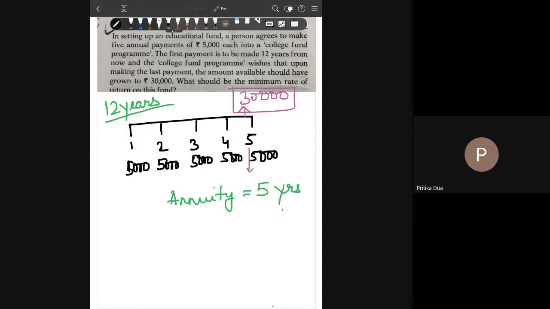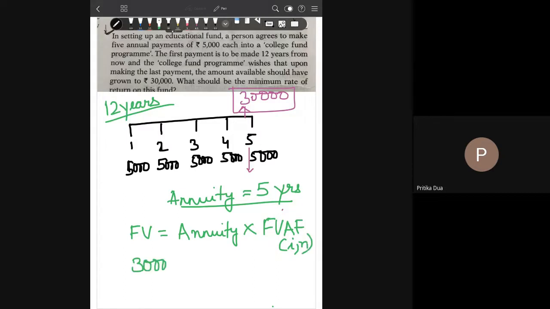We will be solving it like a normal question on future value of annuity, that we need a future value of 30,000 from an annuity of 5,000. So FVAF, interest and number of years. I'll just put the value. So this is what I require. 30,000. I want my 5,000 to grow to 30,000.